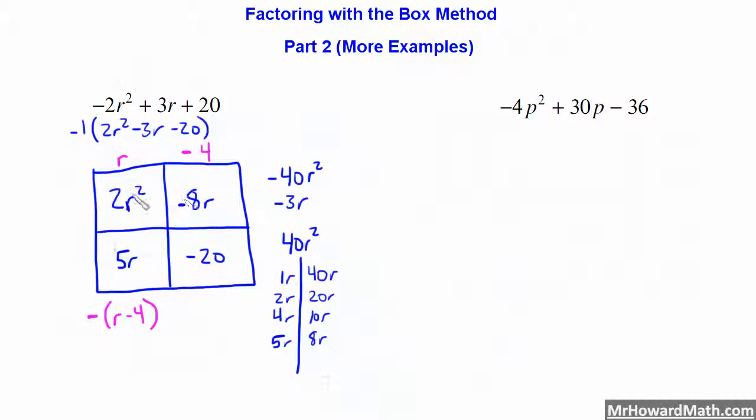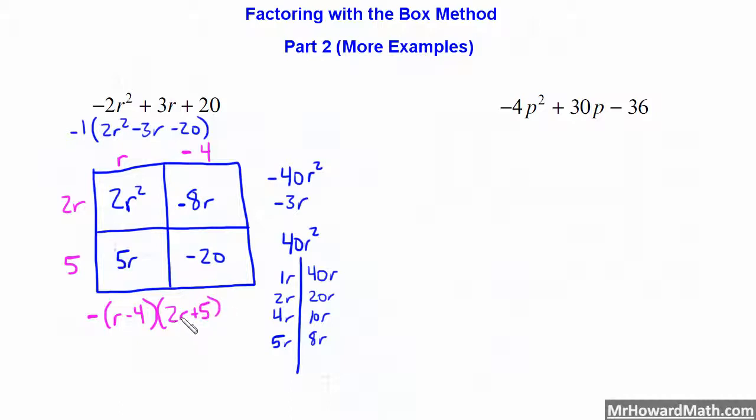Okay, the next, for this row right here, that would be a 2r, would be the greatest common factor. And then down here, looks like just a 5. So we'd have 2r plus 5 here.